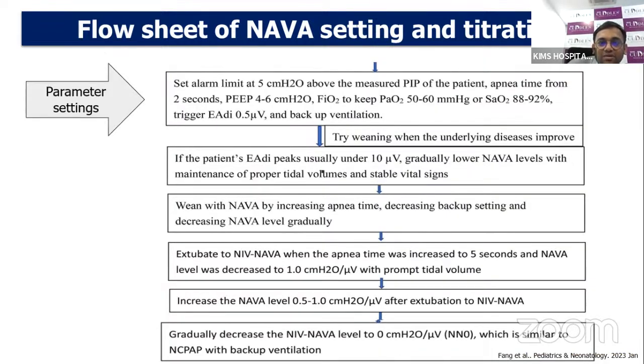Then we need to set the alarm limit of 5 centimeters above the Pmax. We need to set the apnea time to around 2 seconds, so we want the baby to breathe more frequently.